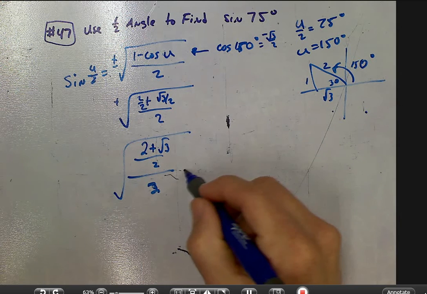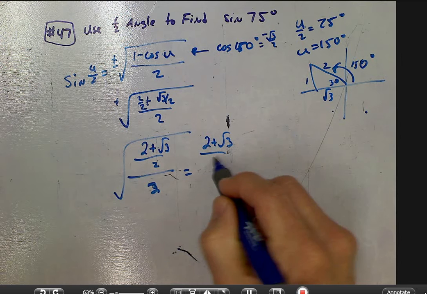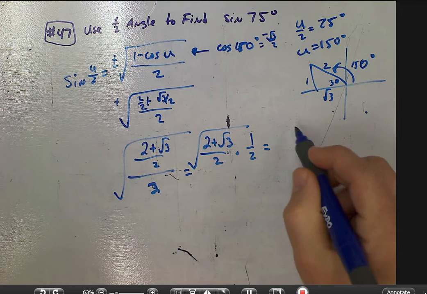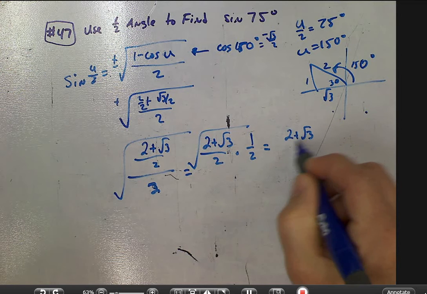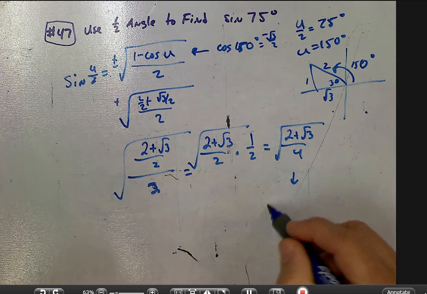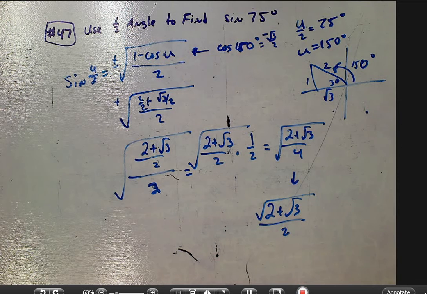And it's the square root of that. Work on simplifying: 2 plus square root 3 over 2 times 1/2, the square root of that. So that becomes 2 plus square root 3 over 4. When I take the square root of 4, I get 2 plus the square root of 3 all over 2. And it looks just like that for your final answer. Okay? So there's the sine of that.